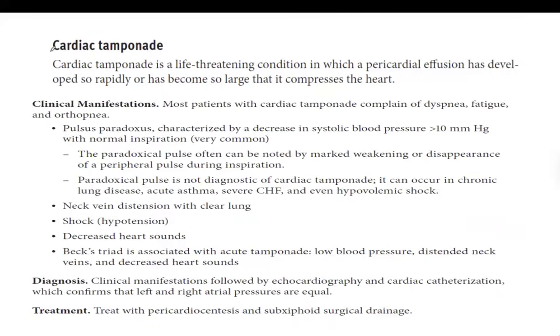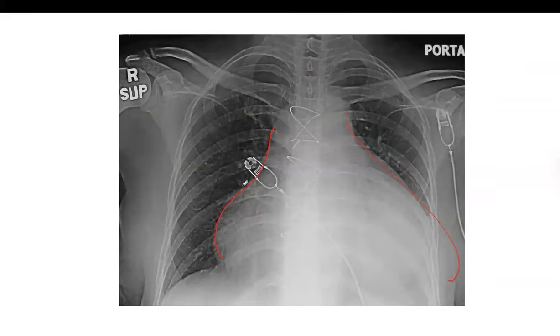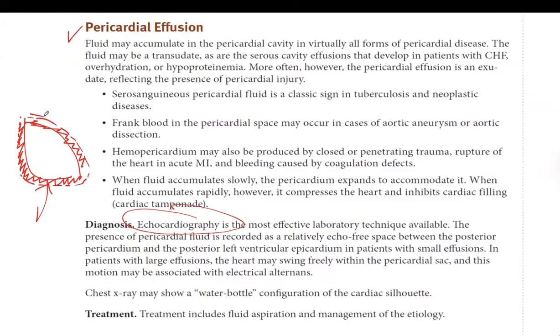The problem that's more important is cardiac tamponade. So sometimes the pericardial effusion can become so bad, or it can develop so rapidly, that it can start compressing the heart itself, which is what we call cardiac tamponade. Sometimes the fluid will be too much. If it is too much fluid, it can start compressing the heart.